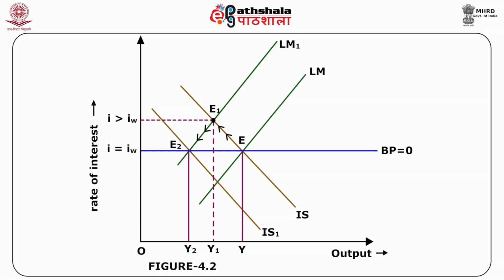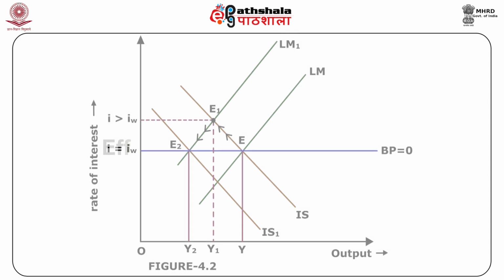This appreciation will make the trade balance worse, and because of this, the IS will shift towards the left, that is to IS1. So finally, the equilibrium will be at E2 at the intersection of IS1 and LM1. Thus, we can conclude that when there is monetary contraction, this will lead to a decrease in output and reduction in net exports, as there is appreciation of domestic currency.